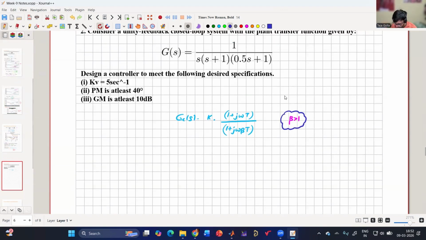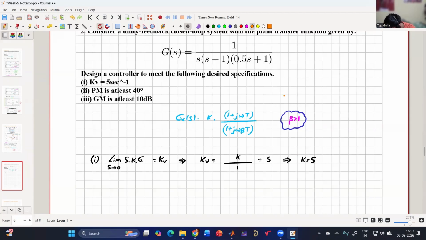Okay, first let us design K. So from the first design specification, I know that limit s tends to 0, s into k into g should be equal to kv. So if you calculate, we'll get kv is nothing but k by 1, and that is given as 5. So my k is 5. So from here, I got my k as 5 from the steady state error specifications.